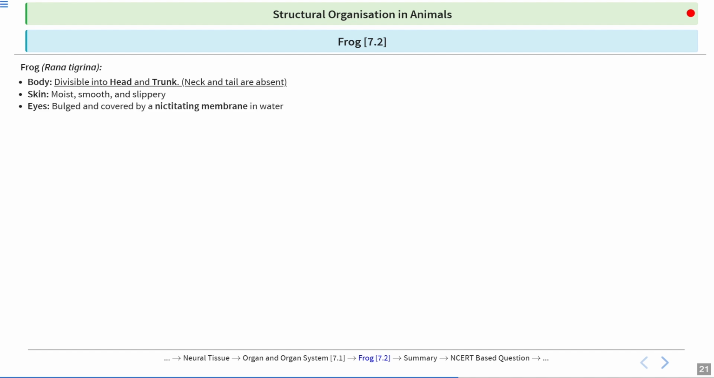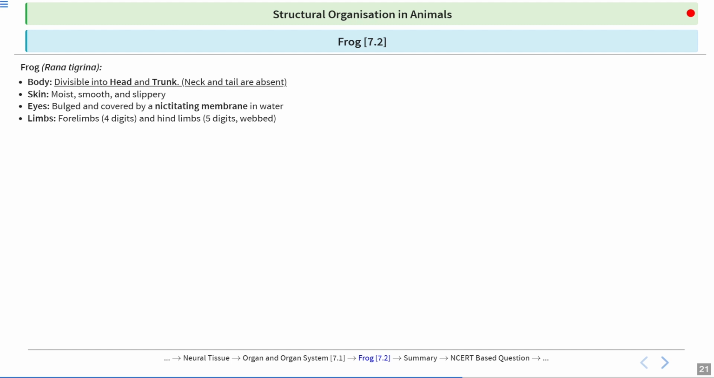Eyes are bulged and they are covered by the nictitating membrane in the water. So they have this membrane, the nictitating membrane, a very important feature. Limbs: four limbs, four digits. See the digit. Digit means fingers.